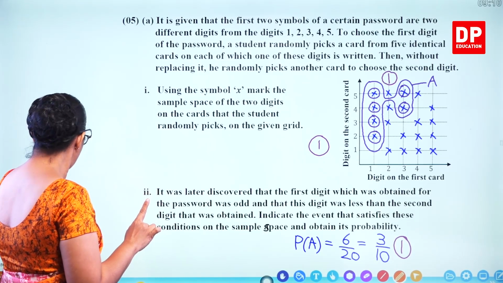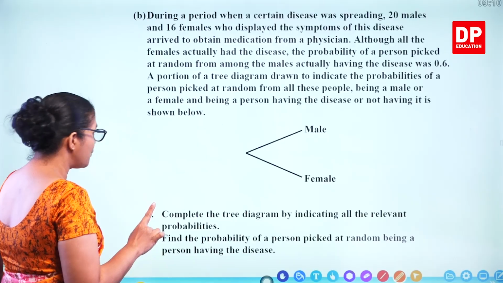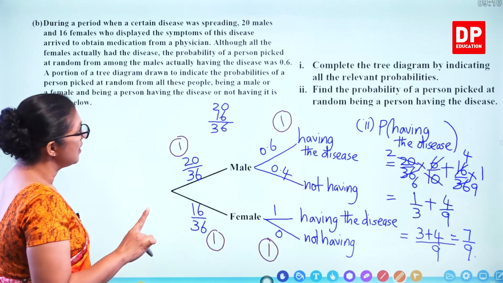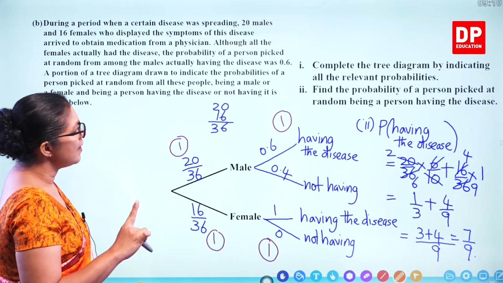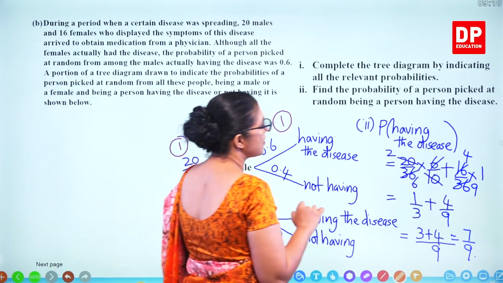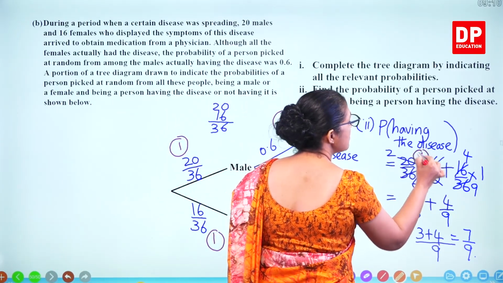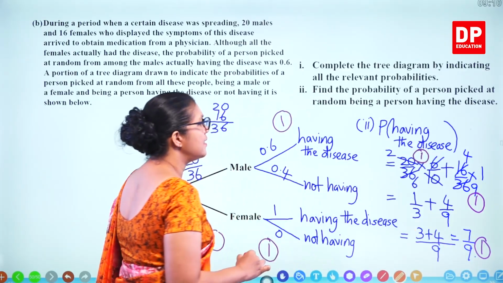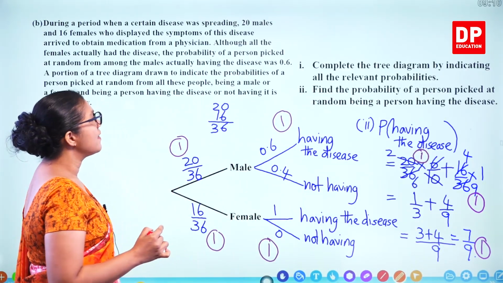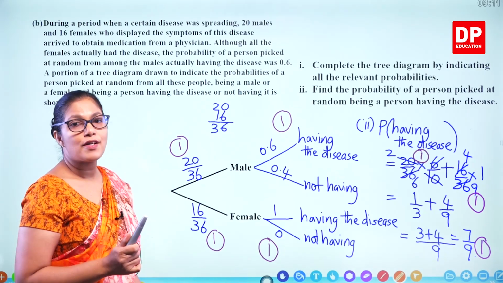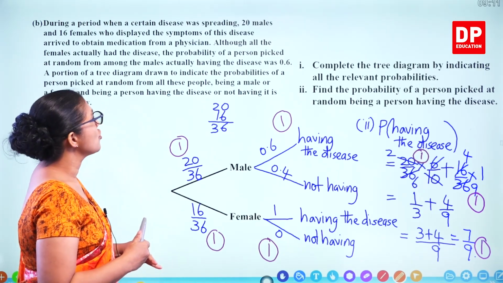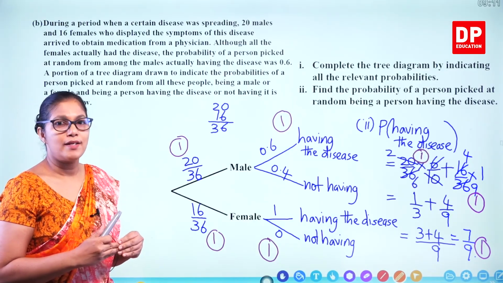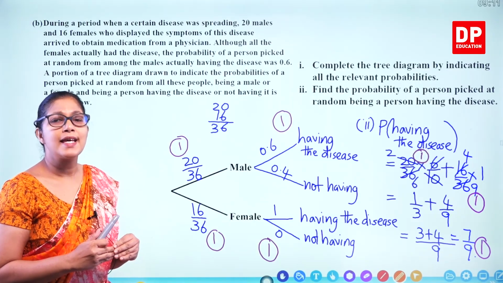1, 2, 1, 2, 3. 1, 2, 3. 4, 5, 6, 7. And this part 3 marks. So taking this branch, taking this one, and final answer, 3 marks. So altogether 10 marks for the probability question. So this is the last question in paper 1. So next we'll take paper 2.